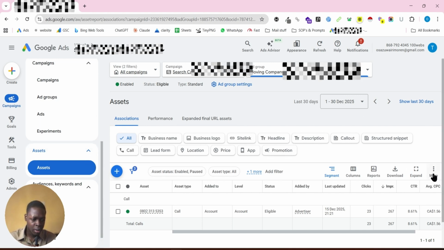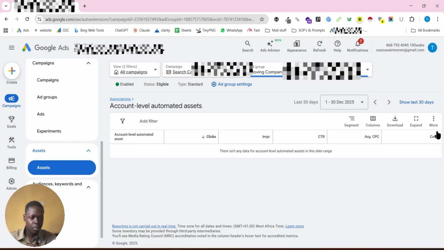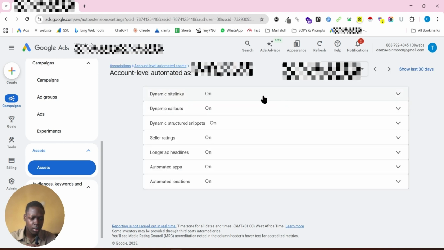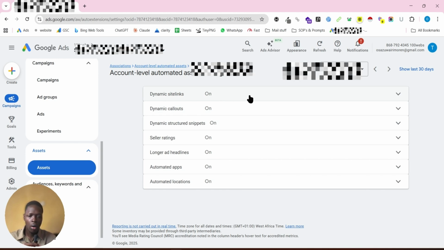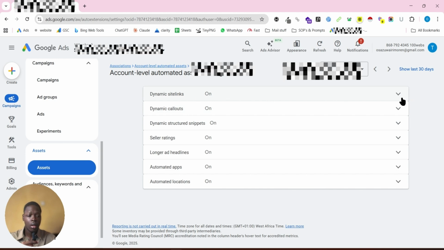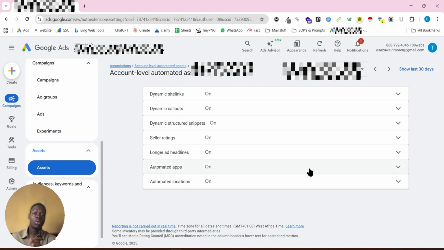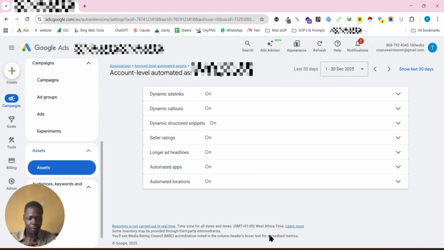Hold on, let me check if they have account level automated assets. Yeah, this is another issue. They have all of the account level automated assets on. If you don't know what you're doing, you're better off turning everything off. Some might not be bad, right? Some might not be bad, but it's better you have none of them on, and have full control over your account.